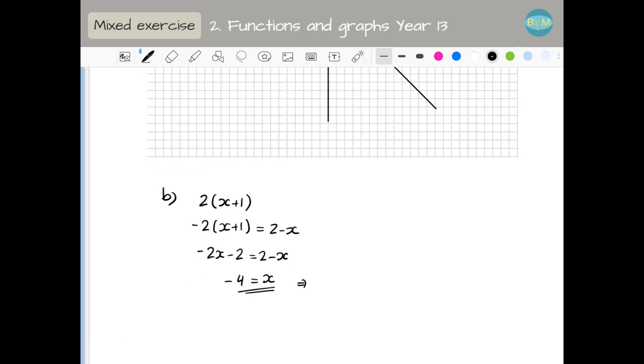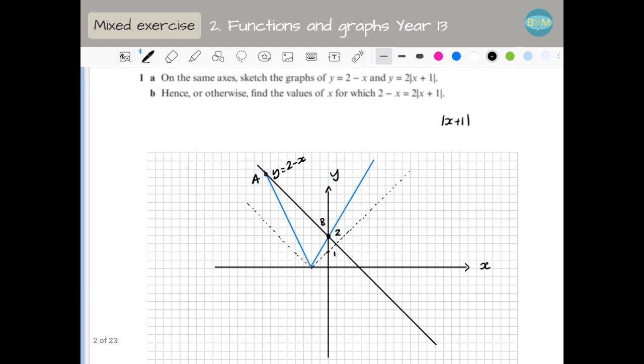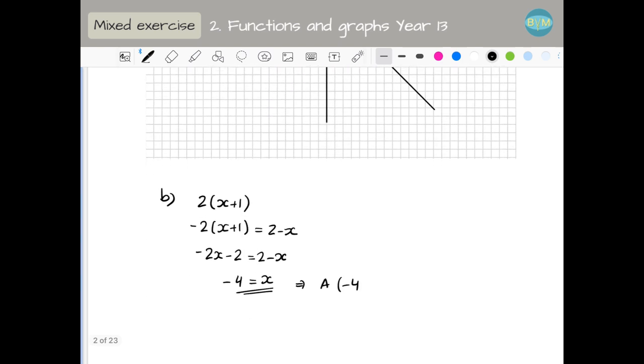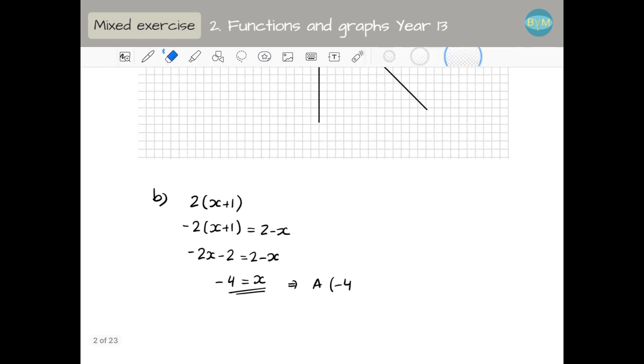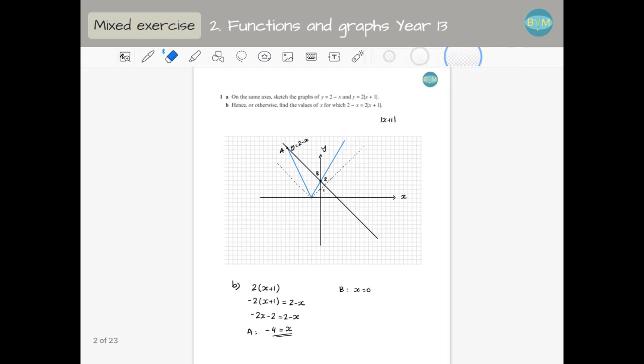So point A is going to be, they say find the values of x, so we don't need to find the y. So I'm going to say that for A, x is minus 4. And for B, we know that x is 0 because it's on the y-axis. And that's all. So this is it for this question.